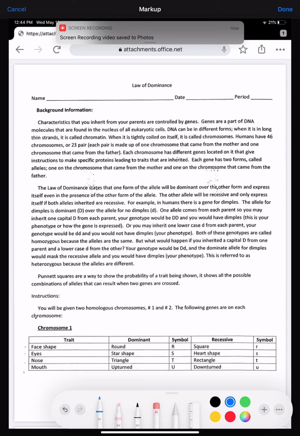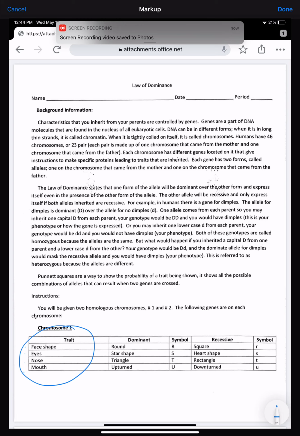Dominance. I also call it the monster genetics activity. So what we are doing in this activity is you are going to get two homologous chromosomes, 1 and 2. So that means that there are going to be two sets of chromosomes, and each chromosome has different traits on it. For example, on chromosome 1, the traits are face shape, eyes, nose, and mouth. And then it also tells you what the dominant trait is and what letter represents it, and what the recessive trait is and what represents it.